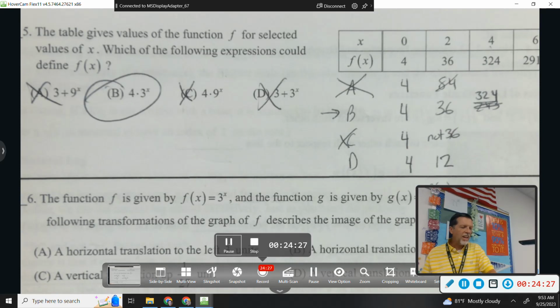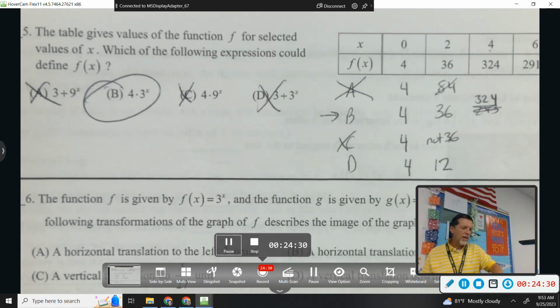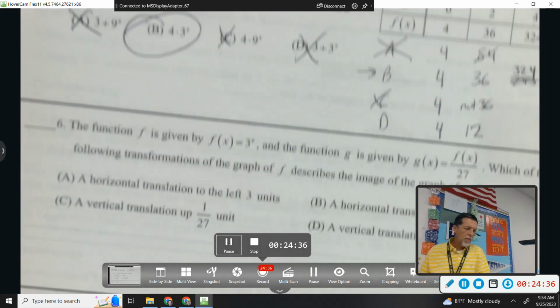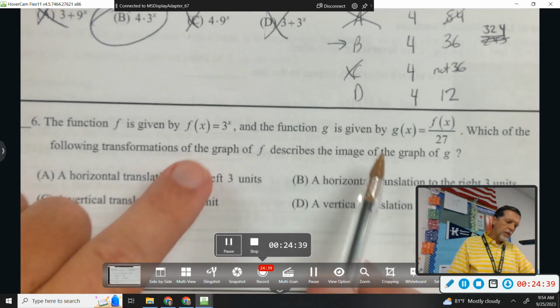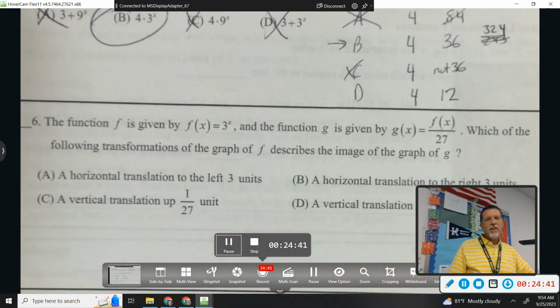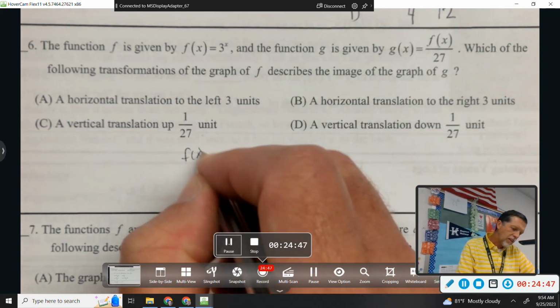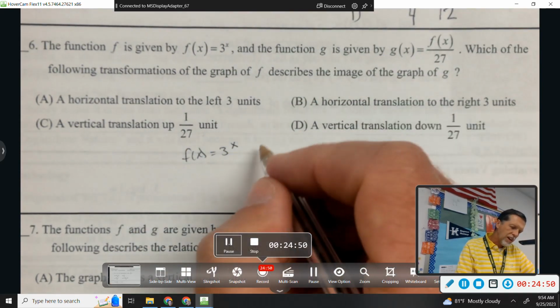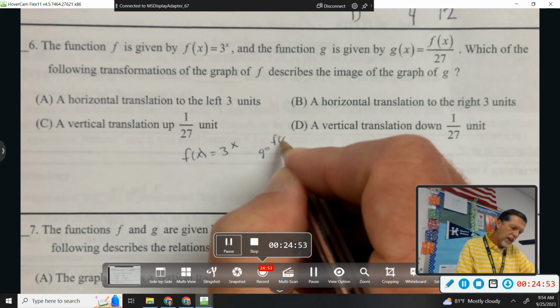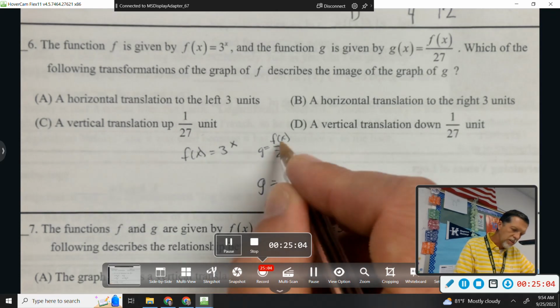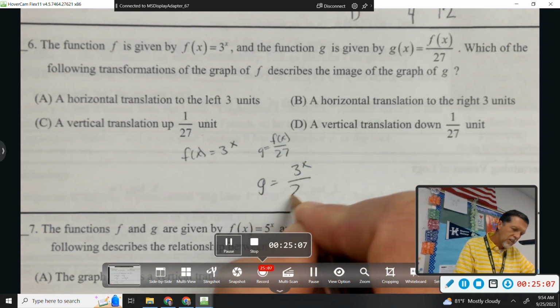Okay, 6, 7, and 8. We should have put number 5 somewhere else, because 6, 7, 8 sort of match what we were doing in 2, 3, and 4. Meaning, you're going to try to change the base to match, because then you can answer the question. So f of x is 3 to the x. G of x is f of x over 27. Which of the following transformations of f describes the image of the graph of g? Well, f of x is 3 to the x over 27.